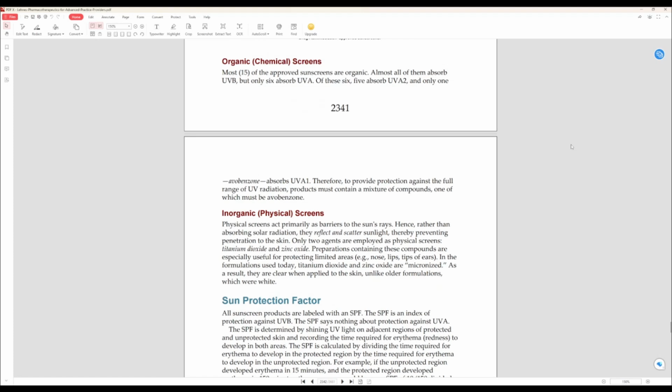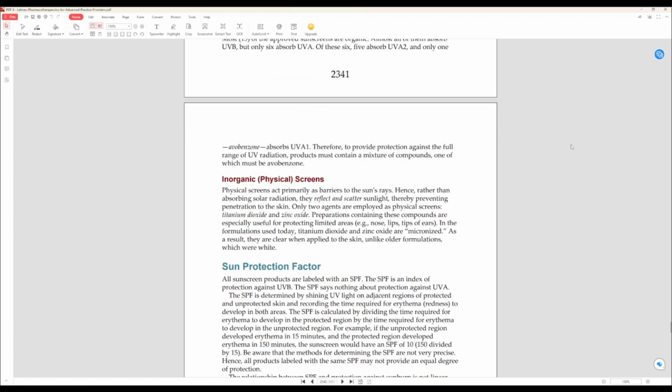Inorganic physical screens. Physical screens act primarily as barriers to the sun's rays. Therefore, rather than absorbing solar radiation, they reflect and scatter sunlight, thereby preventing penetration to the skin. Only two agents are employed as physical screens: titanium dioxide and zinc oxide. Preparations containing these compounds are especially useful for protecting limited areas: your nose, lips, and the tips of the ears.